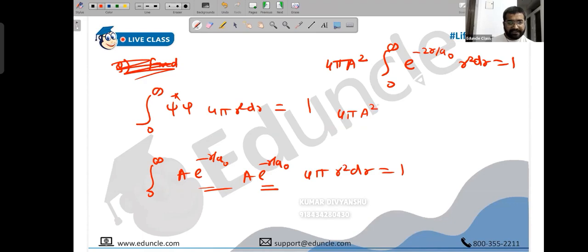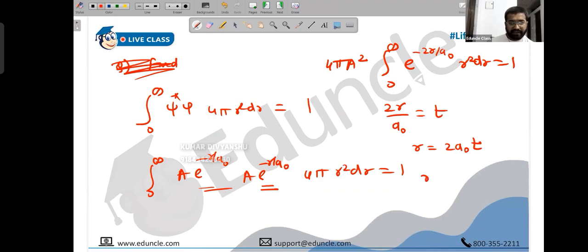Let's calculate further. So 4 pi a square. Now we have to do a substitution. Let 2r upon a naught be t. So r is a naught t by 2, and dr is a naught dt by 2. I hope you are with me. Yes, r equal to a naught t by 2, so dr is a naught dt by 2. Good observation.